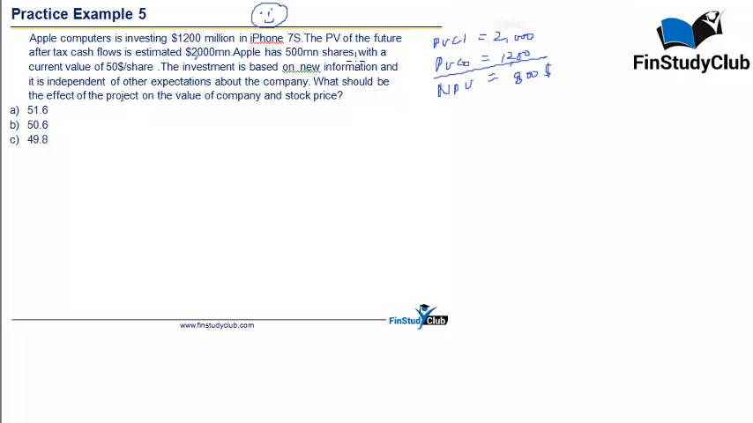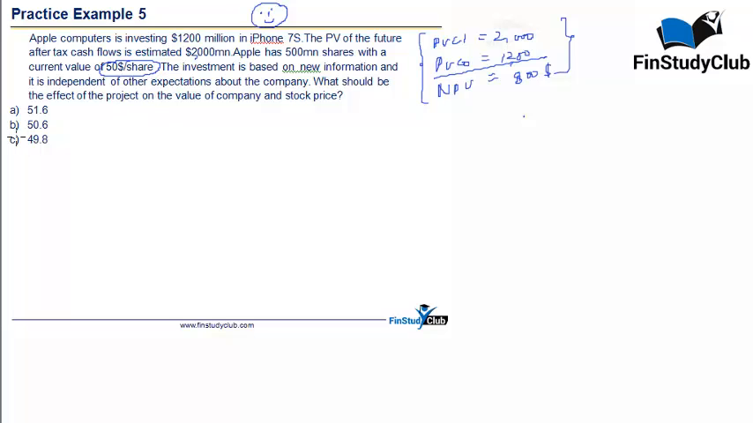Apple has 500 million shares with a current value of $50 a share. The investment is based on new information and is independent of other expectations about the company, which means to say that this $50 a share doesn't include any impact of this announcement. Okay, this is like an important step that needs to be given in the question, because generally your stock market, which is the market price, generally predicts, or should I say builds in, the future announcements and activities. So the idea is that this $50 share price is independent so far.